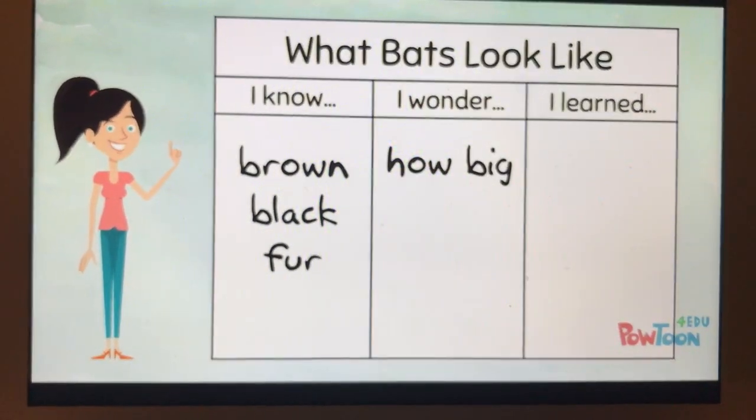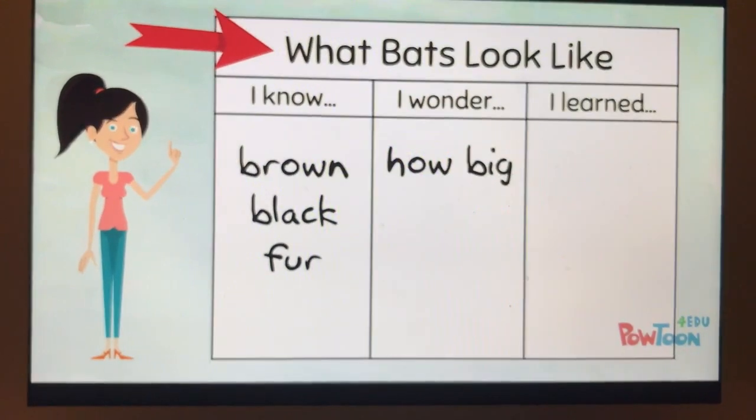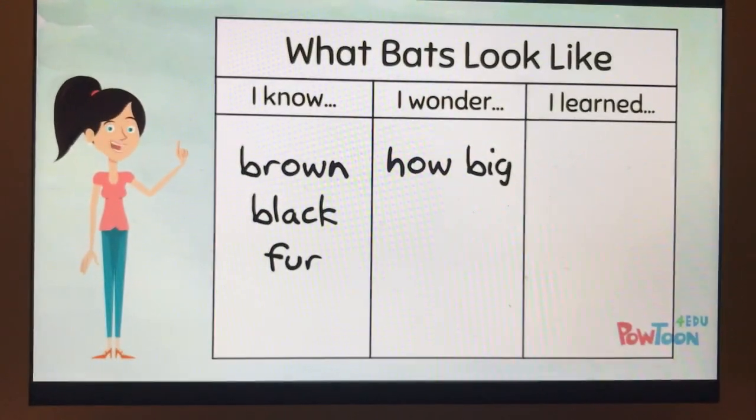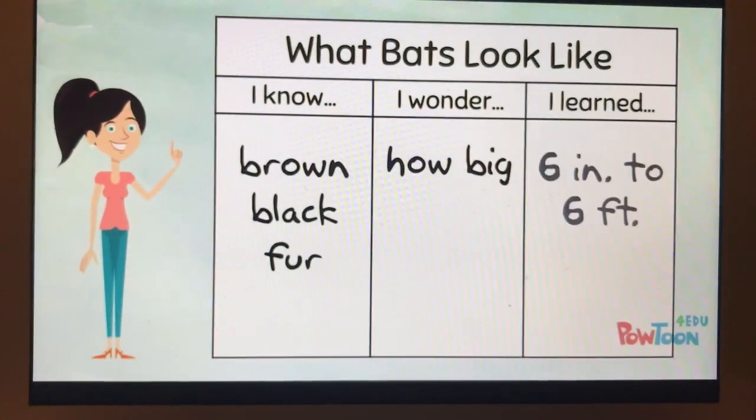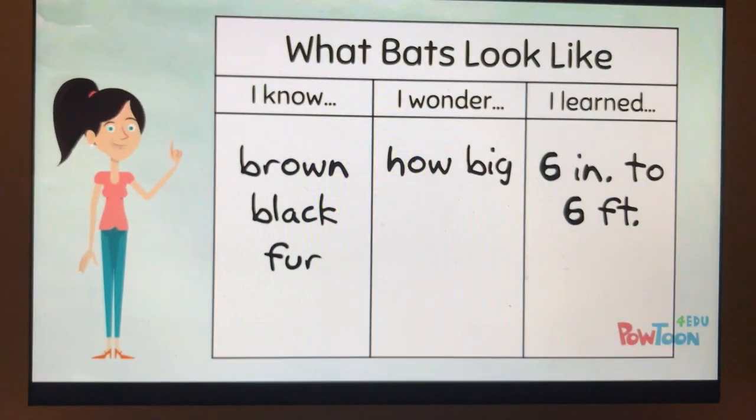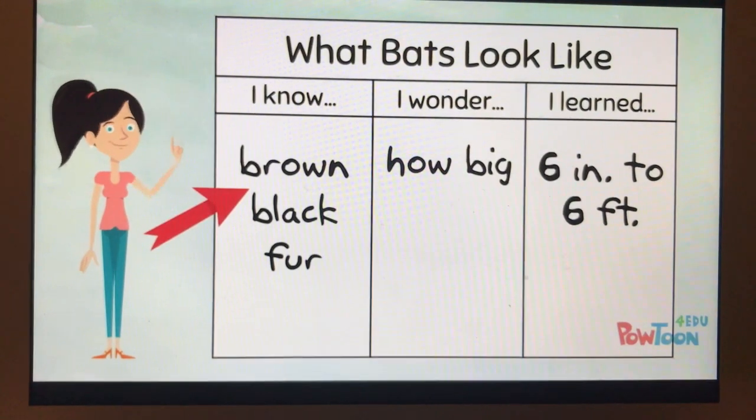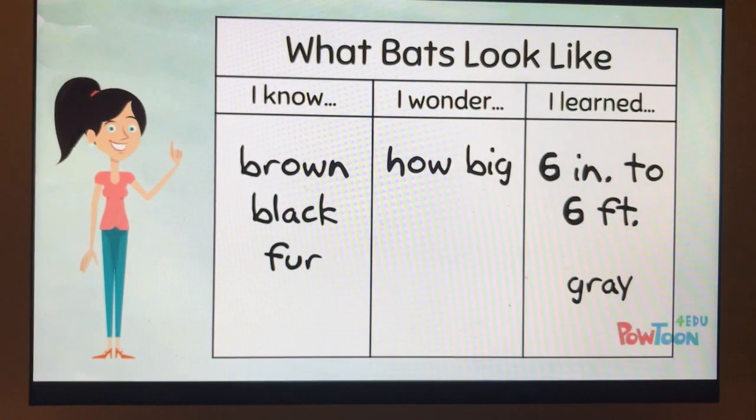I have a section called What Bats Look Like. I just learned that bats can be between 6 inches and 6 feet. Wow, let me write that down. I already knew bats could be black or brown, but I just learned that they can be gray too. I'll add that to my organizer as well.